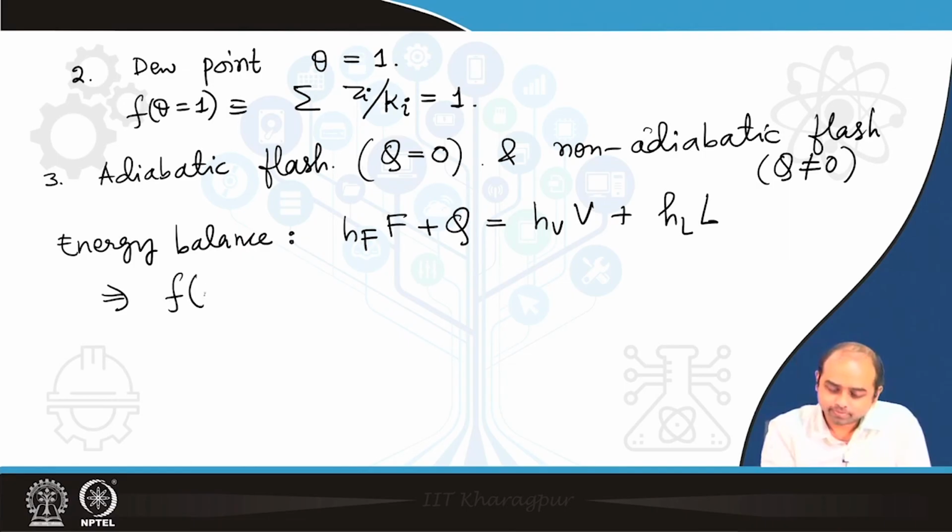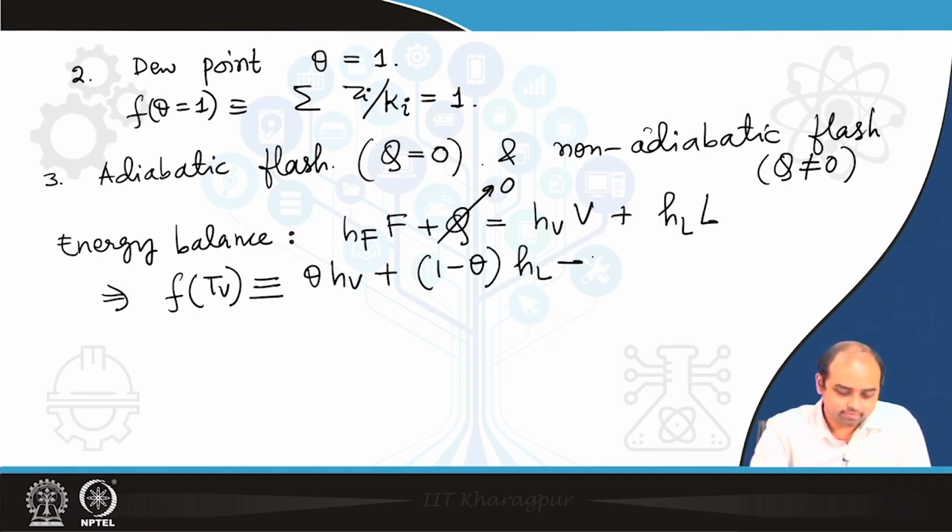So, this HV, HL are essentially all functions of temperature, right. So, if I just do this V by F, I can get theta HV. Let us say Q is set to 0 for the case of adiabatic: theta HV plus 1 minus theta HL minus HF plus Q.